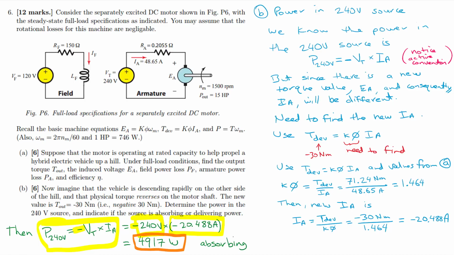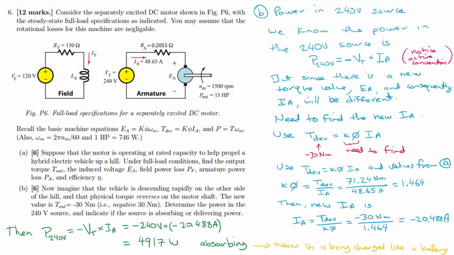That's positive, so that means it's absorbing. The implication is that the VT source is being charged like a battery, and this is the application of regenerative braking, which is one of the really nice things about electric vehicles. If you're going downhill, you can use the motor to slow you down, and when you're using the motor to slow you down, it's operating like a generator, and it generates electricity and puts it into the battery.